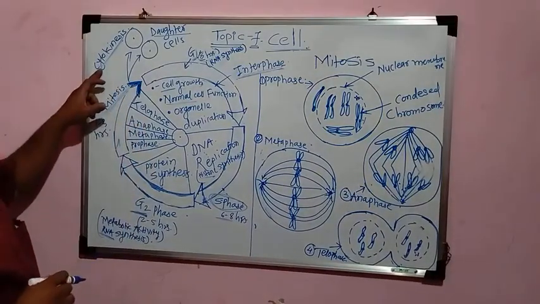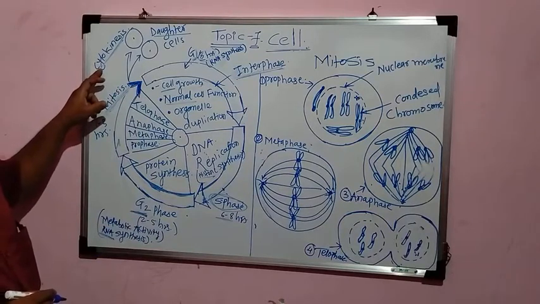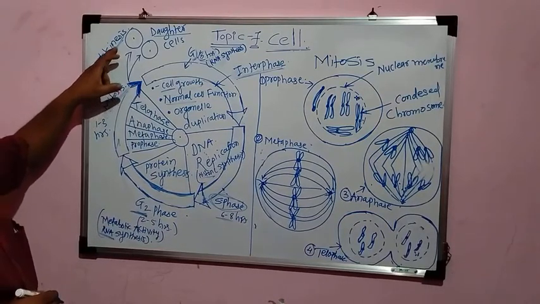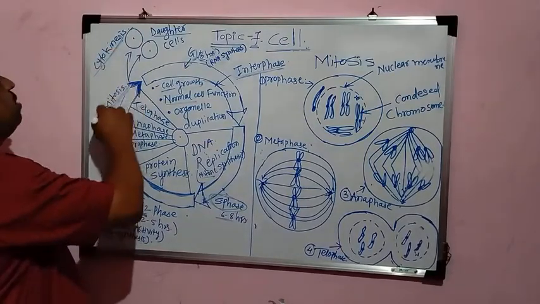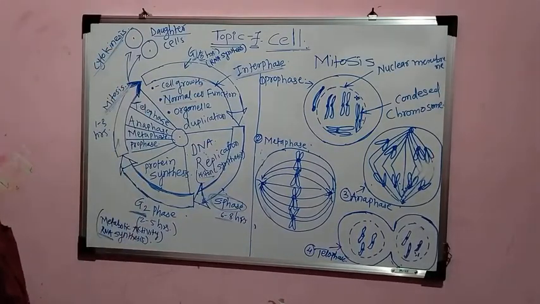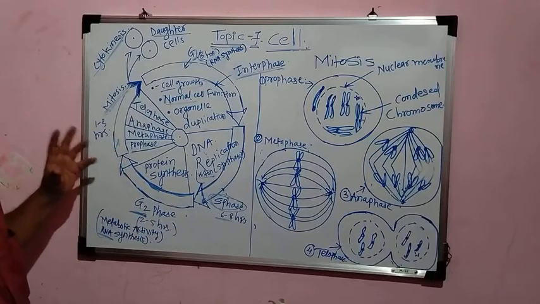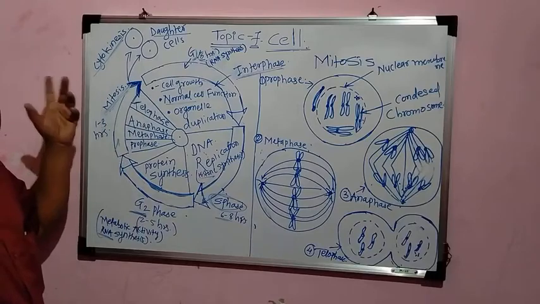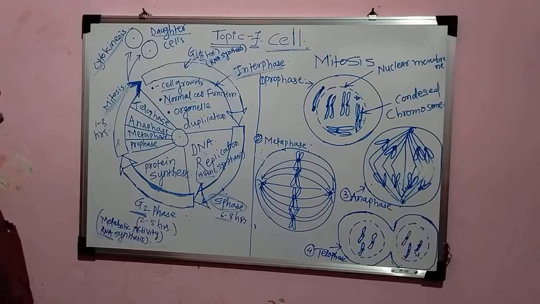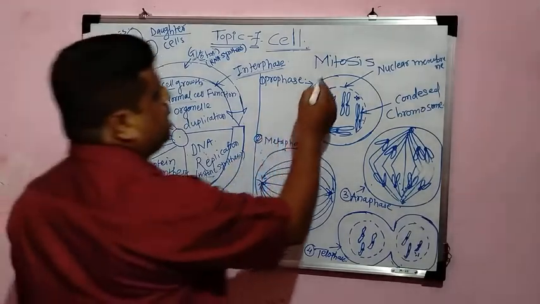This word itself indicates its meaning, that is the cyto. Cyto means cytoplasm and kinesis means division. So this mitosis involves two stages: actual division of nucleus, and the second part is division of cytoplasm. Okay, let us move towards the actual mitotic cell division.